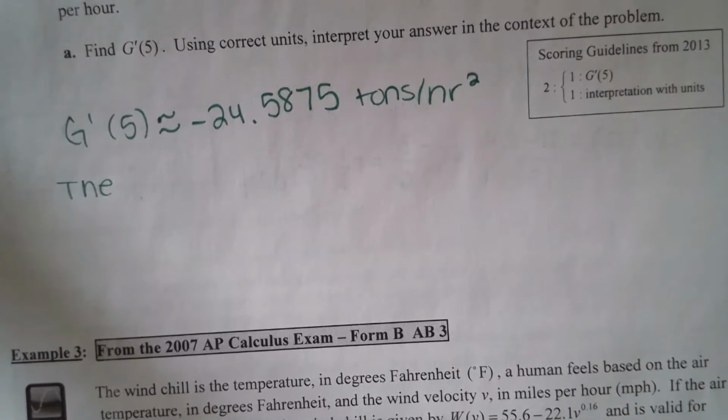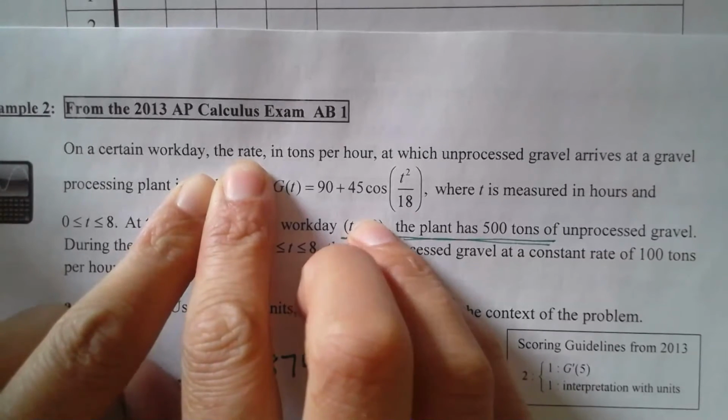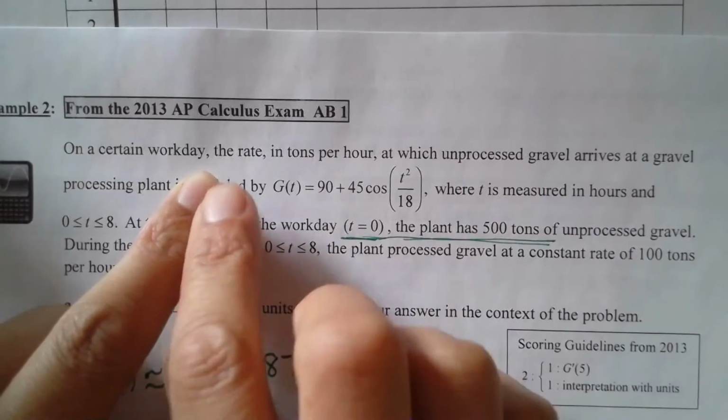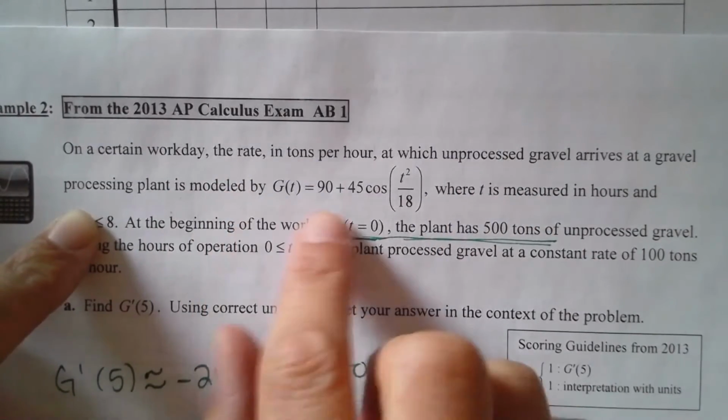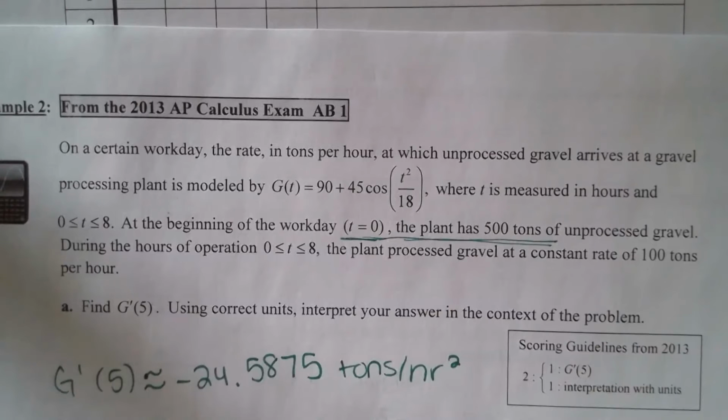Thank you. If you go to the original problem, it says on a certain day, the rate in tons per hour at which unprocessed gravel arrives at a gravel processing plant is modeled by G of T. What that means is G of T represents the rate in tons per hour. So G of T is kind of like my velocity, which means the derivative of it is kind of like acceleration. So that's why the derivative is tons per hour per hour.